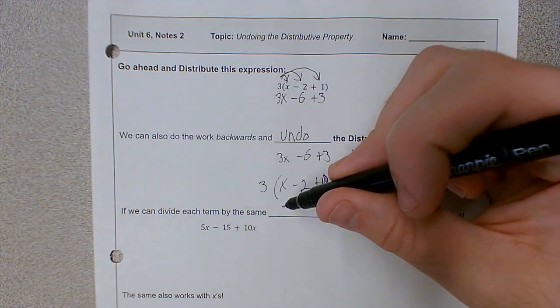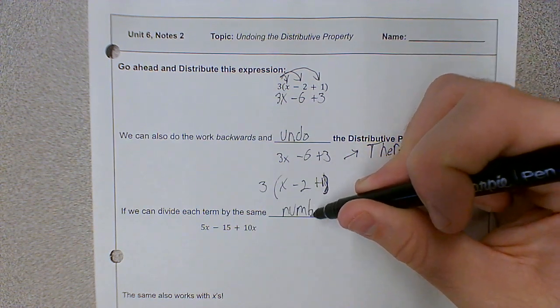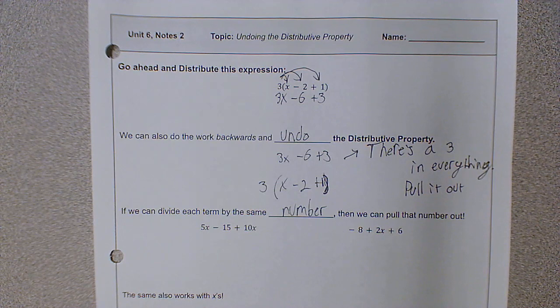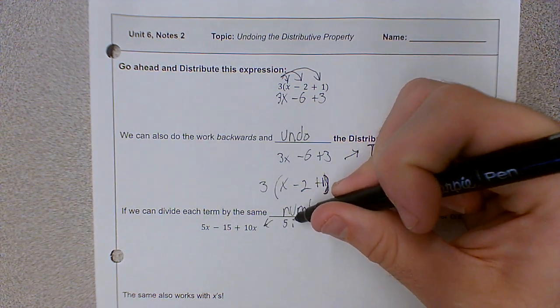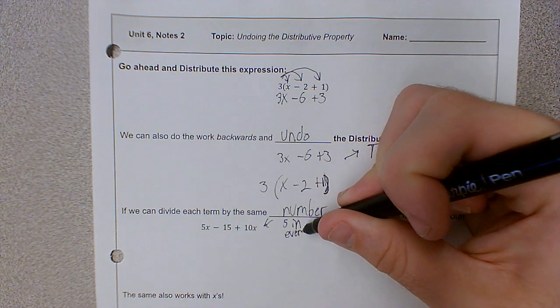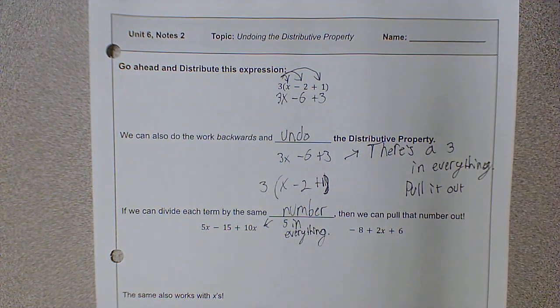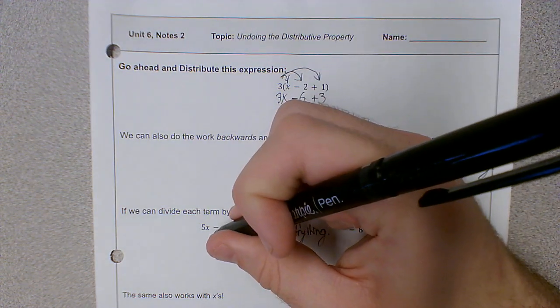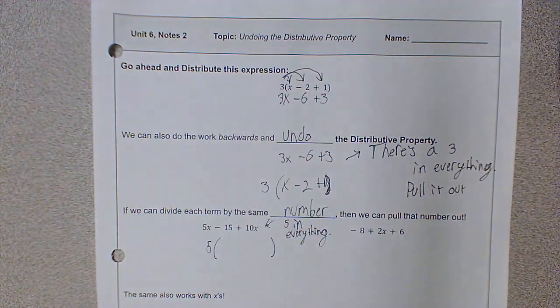If we divide each term by the same number, we can pull that number out. So here, there's a 5 in everything. Okay? Because there's that 5, I'm going to write 5 parentheses. And then everything inside of it is going to lose that 5.